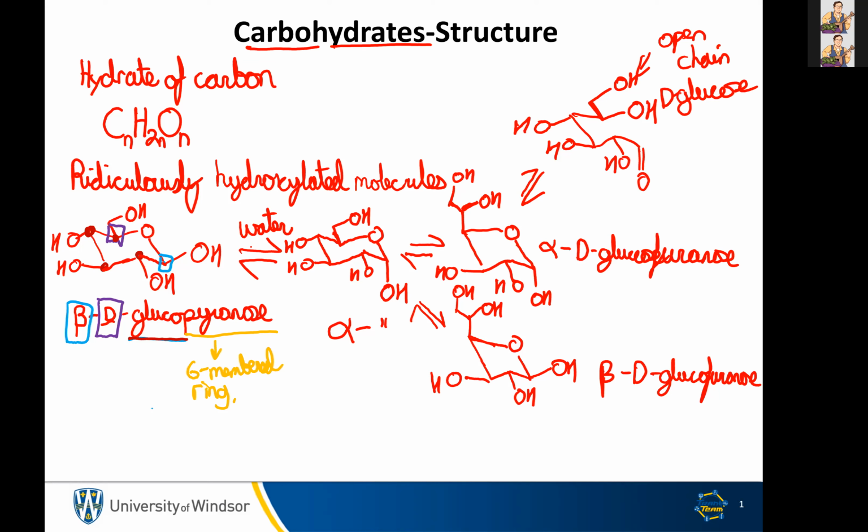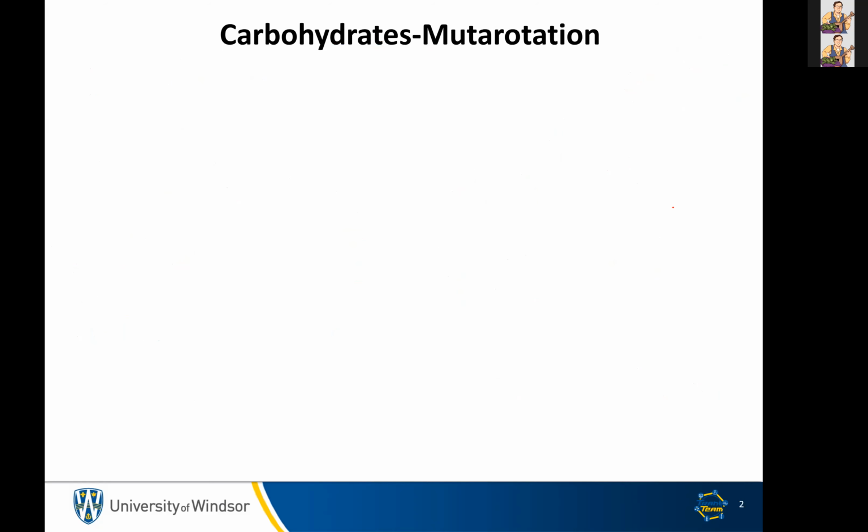So there's 5 different forms that coexist in solution. If I put sugar in solution, all 5 of these forms are present. So how is this happening? We call this mutarotation, for how these interchange. So let's look at that.